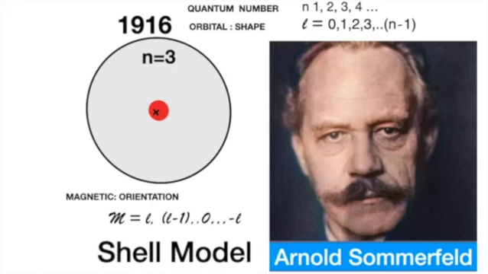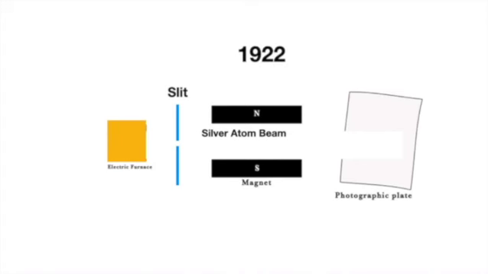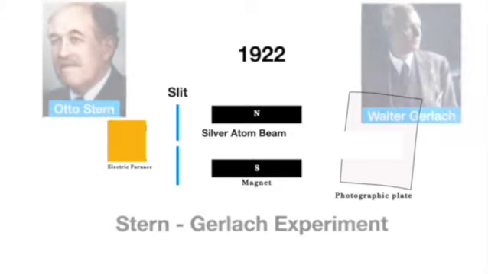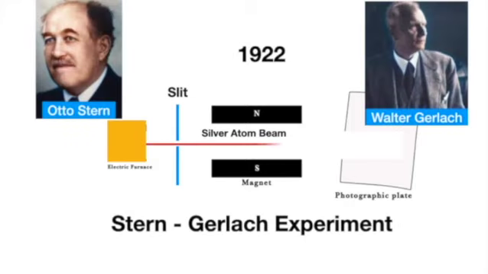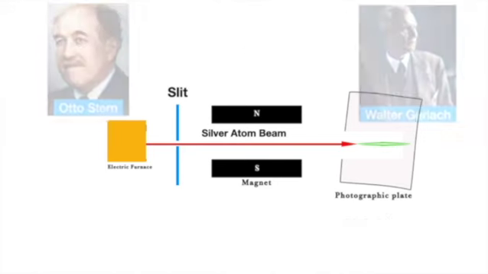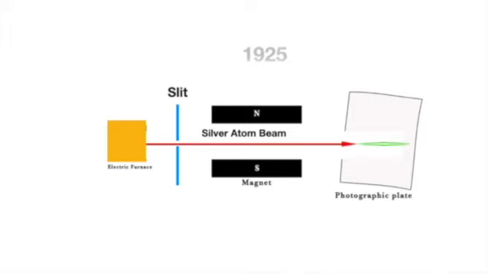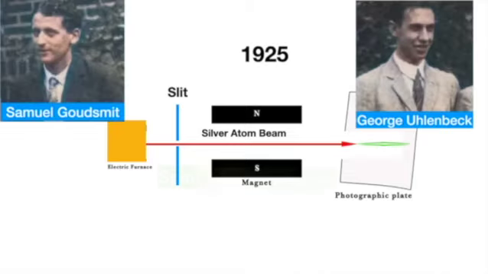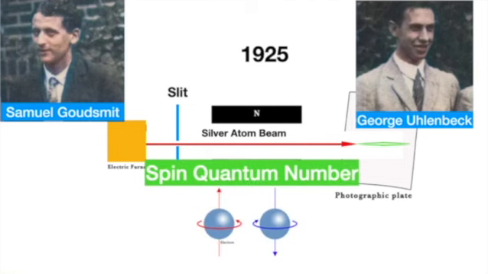An additional quantum number was discovered when Otto Stern and Walter Gerlach directed a silver atom beam through a non-uniform magnetic field. The beams should create one spot on the photographic plate. However, the photographic plate revealed two lines formed. Samuel Goudsmit and George Uhlenbeck interpreted that the two lines are formed by two electrons spinning with opposite rotation, adding a fourth quantum number for electron spin.